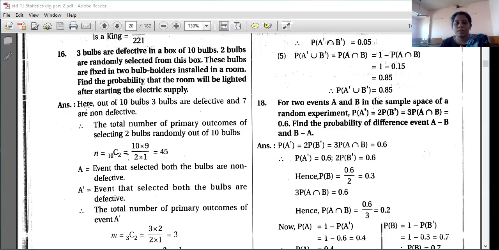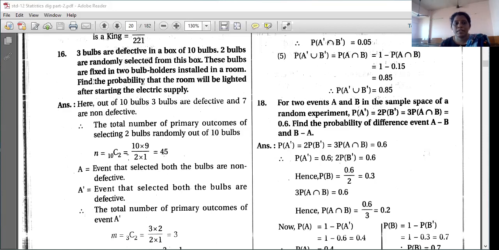Okay, so now three bulbs are defective in a box of 10 bulbs. So how many are defective? Three, and how many are non-defective? That is 7. So three defective and 7 non-defective, and total bulbs are 10. Two bulbs are randomly selected, so out of this 10, two are to be selected. So your n will be 10C2, that is 10 into 9 upon 2 into 1. That will be 45. So your n will be 45.